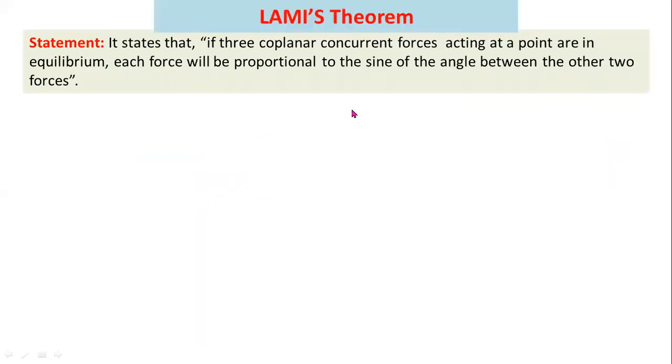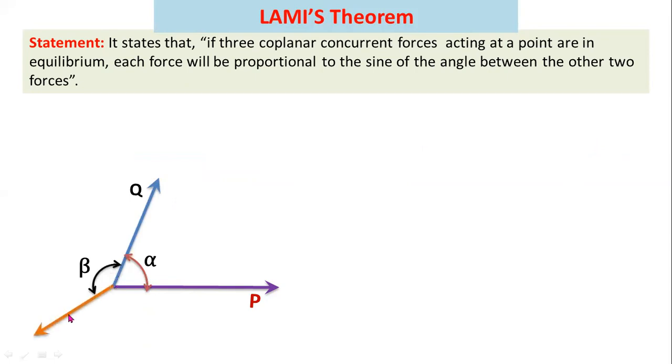Now this is Lami's statement. This statement is also very important for determining the unknown forces. For three forces, you have to use Lami's theorem. Let P, Q, and S be the three concurrent and coplanar forces. Here, alpha is the angle between forces Q and P, beta is the angle between forces Q and S, and gamma is the angle between forces S and P. These are the three concurrent coplanar forces.